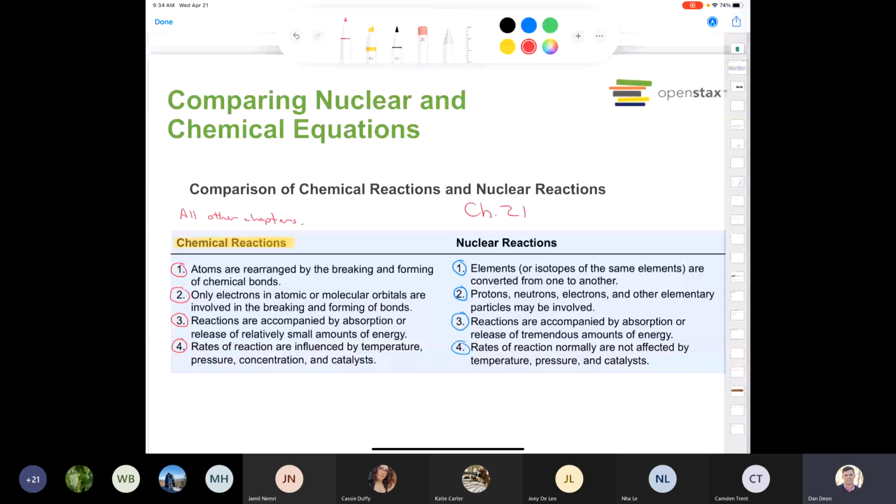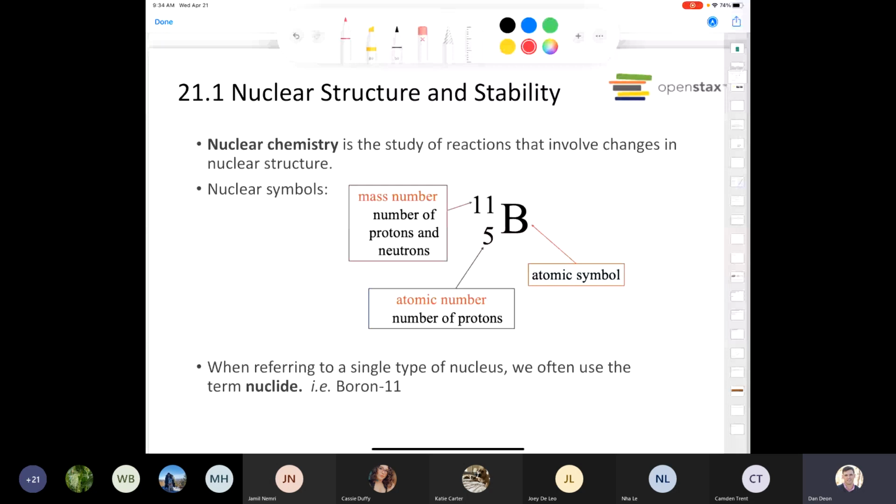Well, I want to refresh your memory about nuclear symbols. So what is the definition of nuclear chemistry? It's the study of reactions that involve changes in nuclear structure, right? Nuclear structure denotes the nucleus. And so I want to review with you the nuclear symbols. I know that you all know what an atomic symbol is by now, right?